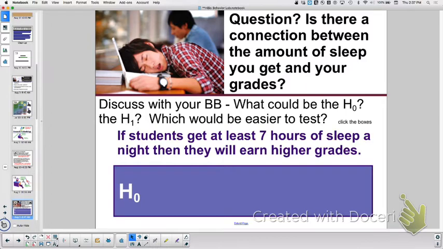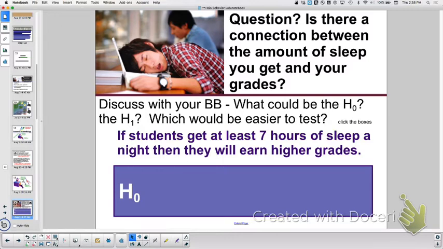Is sleep the only variable that impacts your grades? What are other things that impact your grades? How much you study. How familiar you are with the material. Is there any stress, any outer stressors in your life? Do you have time to review? Do you get along well with the teacher? All those kind of things can impact your grades.